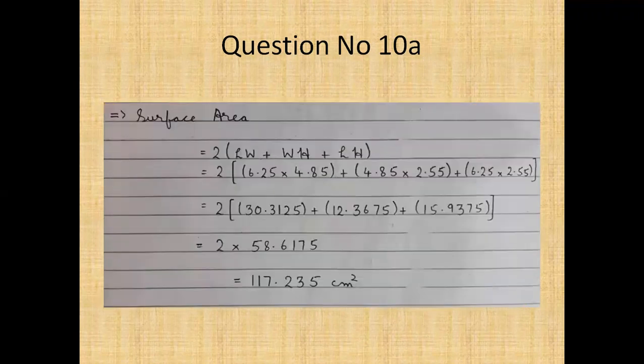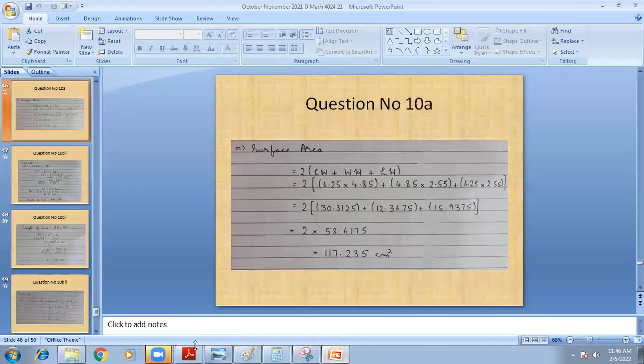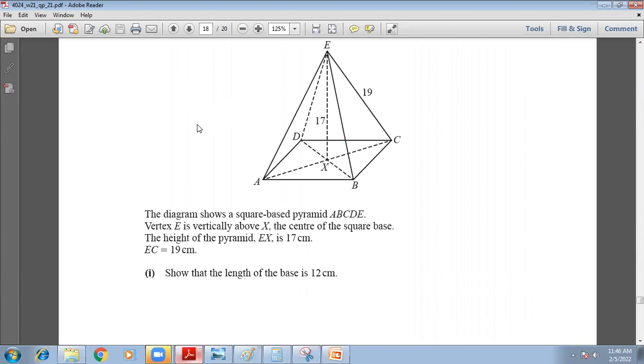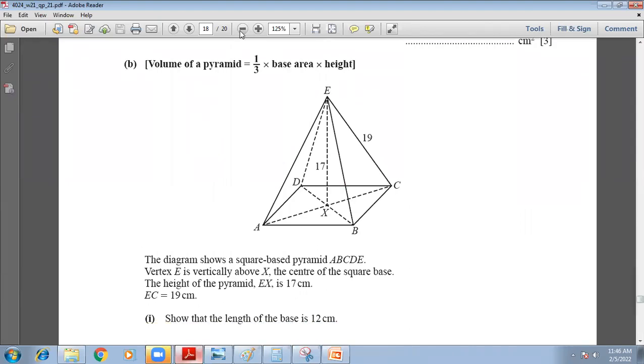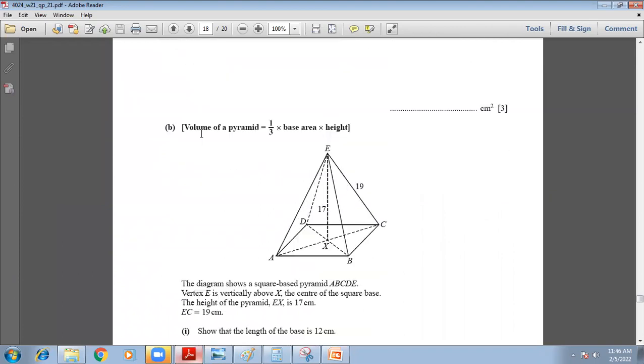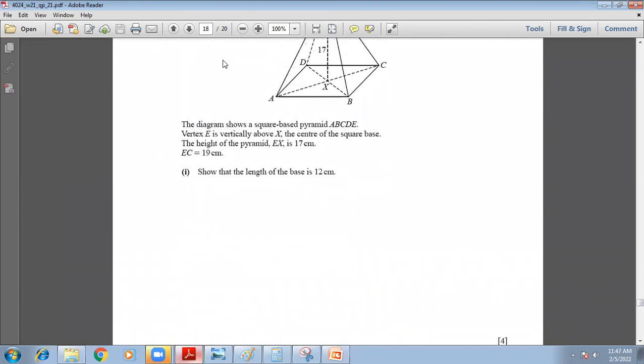Now, you want to find the upper bound of the surface area. You know the formula for the surface area is 2 times length times width plus width times height plus length times height. Just put those values here, and we are using their upper bound values because we want the upper bound of the surface area. Do the calculation and at the end you will get this answer, which is 117.235 centimeter square. Hopefully you understand how this is done. This was an easy question, 3 marks. Okay, so now we are on question number 10, part B, and this is a 4-mark question.